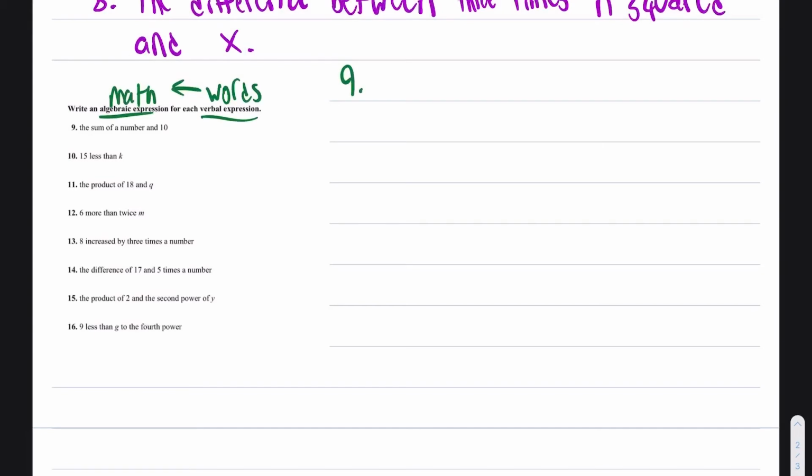9. The sum of a number and 10. It doesn't tell you what the number is, so you can pick any variable. Number 9, so I'm going to pick x plus 10. 11's too easy. Let's do number 10. 15 less than k. That does not mean 15 subtract k. 15 less than k means that we have k and we're going to take away 15. And that means k minus 15.